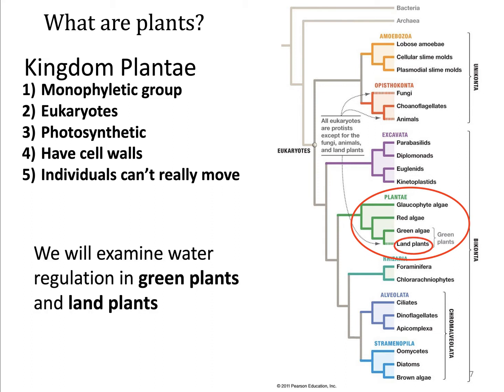And so the group that we're going to spend most of our time talking about are the green plants and the land plants. So green algae and the land plants form this group called the green plants. And within that, there's this group called the land plants. And so these are the two groups that we're going to be talking about today.